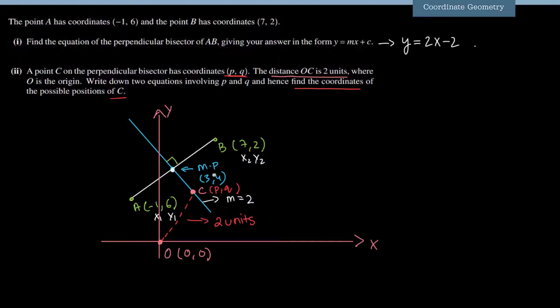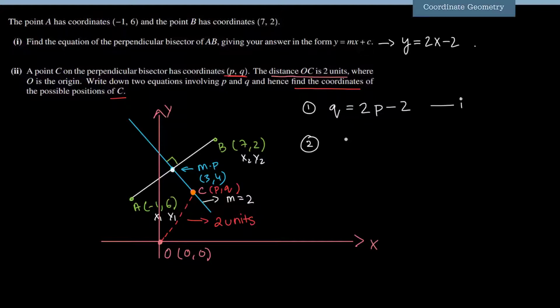Well, I do know the equation of the perpendicular bisector, which is y is equal to 2x minus 2, and point C lies on the perpendicular bisector. So if I put the coordinates of point C in this equation, it should be satisfied. Putting the coordinates of point C in this equation would give me the y coordinate is q, so q is equal to 2 times the x coordinate of point C, which is p, so 2p minus 2. Let's say that this is the first equation, and the second piece of information that is given over here is that the distance OC is 2 units.